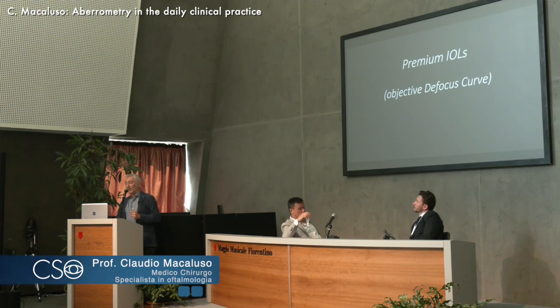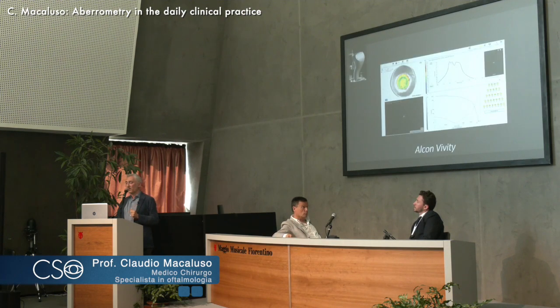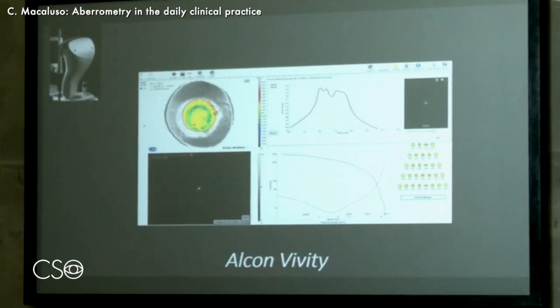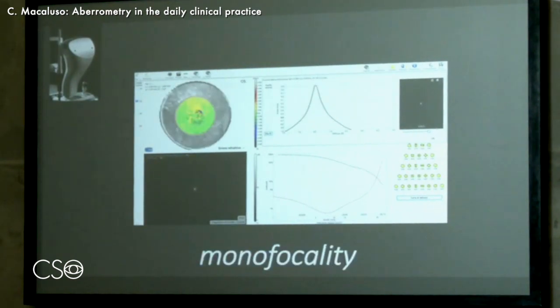With the premium IOLs, there is this nice feature of the defocus curve, an objective one. You can see here the PSF and the aberration of null convexity. On the right, on top, this is a monofocal situation, ideal. You see the graph on the right is very steep. That is, the focusing of the eye is centered at zero, that is distance.